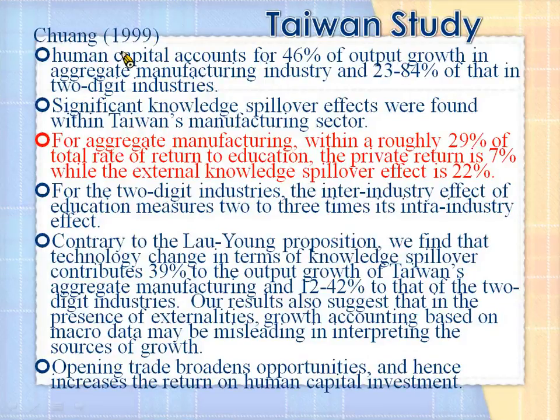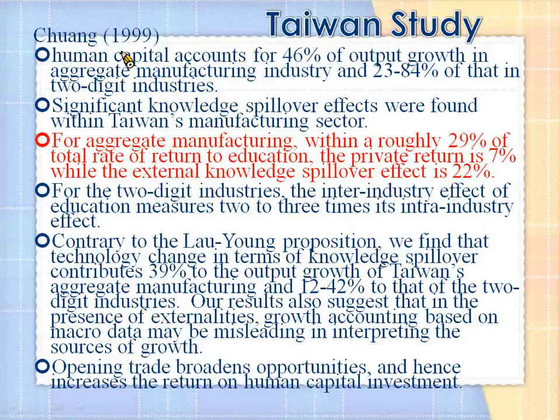And for two-digit industry, I also find the inter-industry effect, the effect across industry. Okay, measure 2 or 3 times its intra-industry effect. So cross-industry effect is stronger than the within-industry effects of externality. So that is why the whole economy actually benefits from this externality, because the inter-effect is stronger than intra-effect. And that also explains why the aggregate spillover effect is so strong.